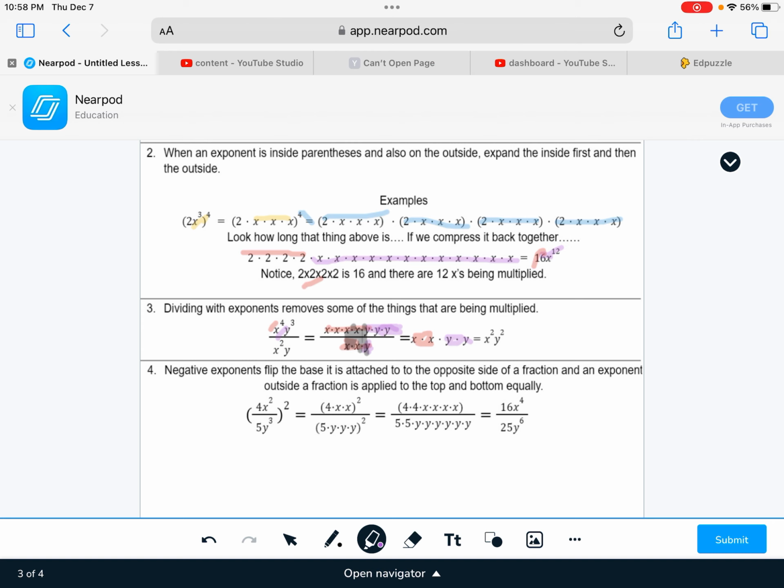Number 4, negative exponents are going to flip the base, and it attaches to the opposite side of the fraction. And then the exponent outside of a fraction is also applied to the top and the bottom equally. This applies specifically to fractional situations here on both of these. Okay.